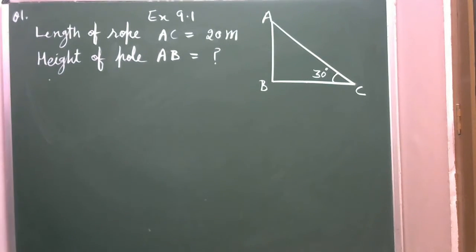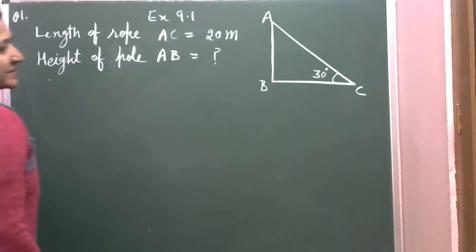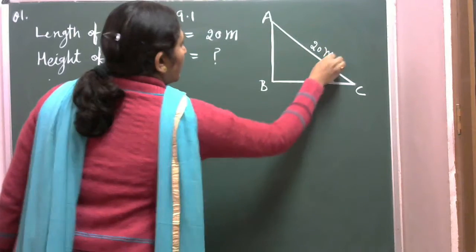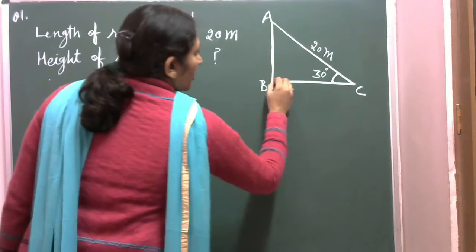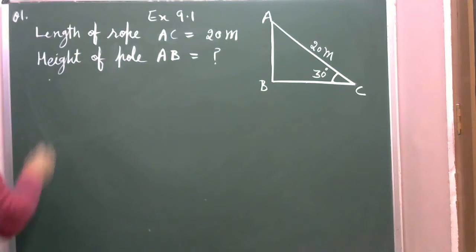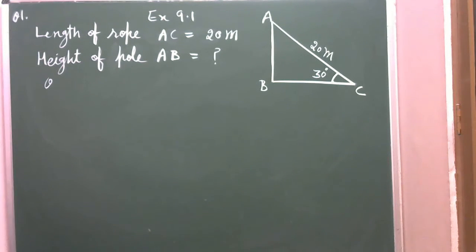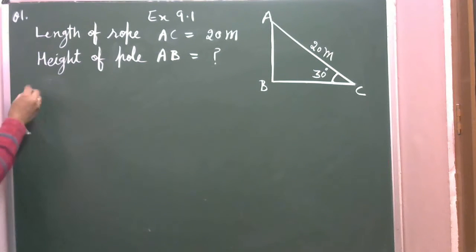Now read question number 1 from your book and try to understand how to find the solution. In this question you are given AB as the pole. A rope is tied, AC is the length of the rope and it is given as 20 meters. The angle made by the rope with the horizontal direction is 30 degrees. So here theta, or you can say angle C, is 30 degrees. What do you have to find? AB, that is the height of the pole. So here angle C is 30 degrees, already given to you.